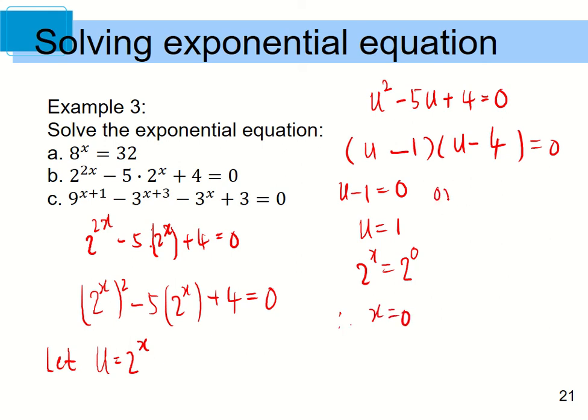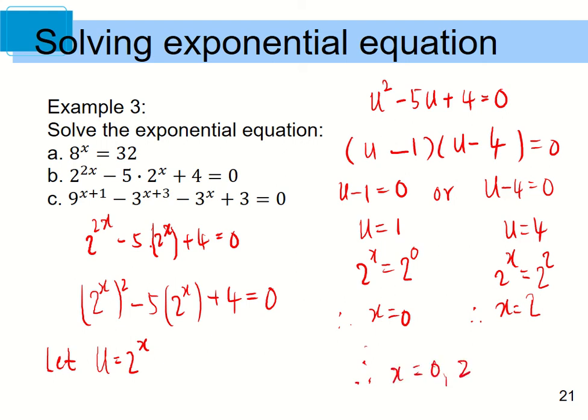On the other side, we have u minus 4 is 0, so u is 4. 2 to the power of x is 4, and 4 is 2 to the power of 2, so x is 2. Therefore x is 0 and 2. So to solve question B, we first rewrite it as an equation in 2 to the power of x, then we solve the quadratic, and after that we find the value of x.